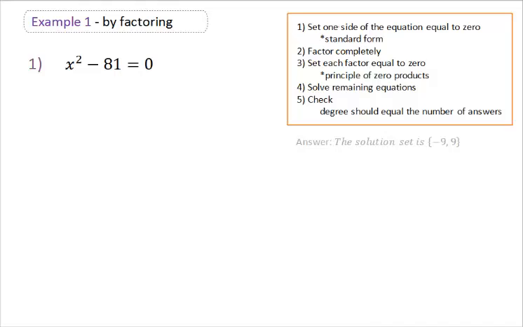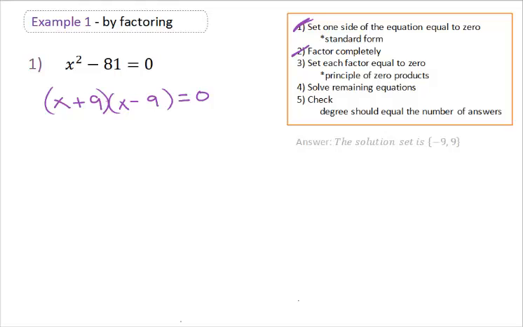Our first step is to set one side of the equation equal to 0, and that is actually done for us, so we do not have to do step number 1. Step number 2, factor completely. On the left, this is a difference of squares, so it factors into conjugates, where x times x gives me x squared, 9 times 9 gives you 81, and then they are opposite signs, one addition and one subtraction, and that is still equal to 0. That is factored completely, so that finishes step number 2.